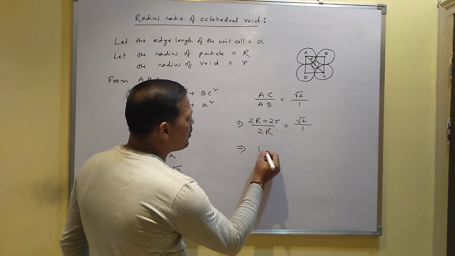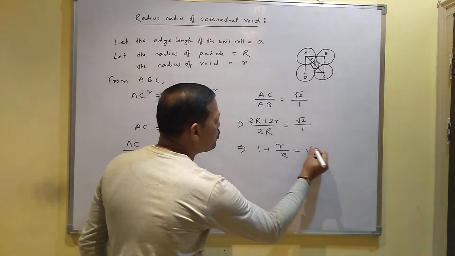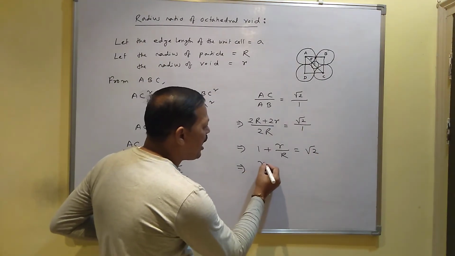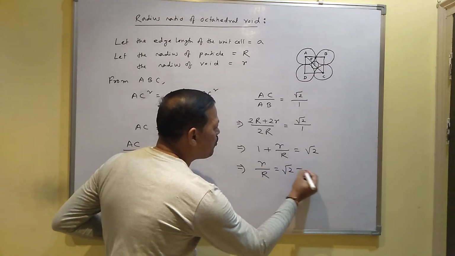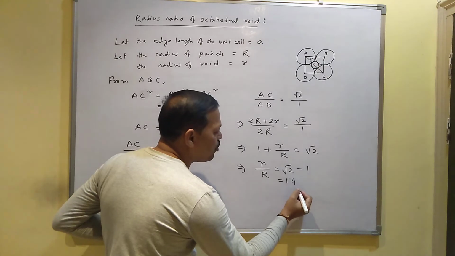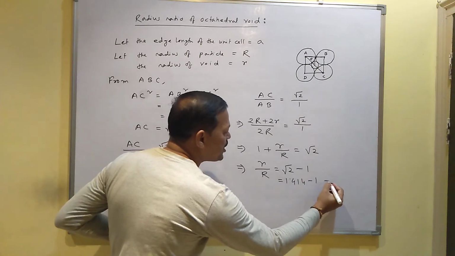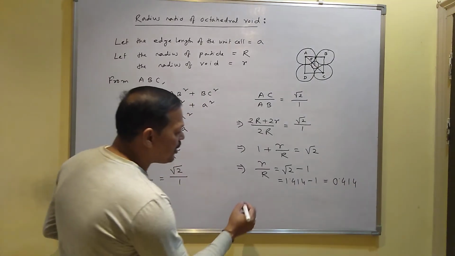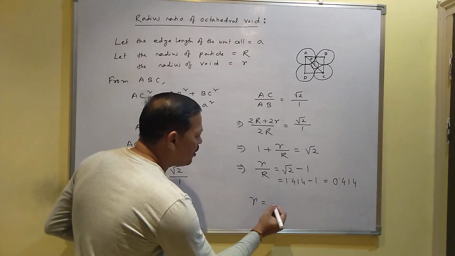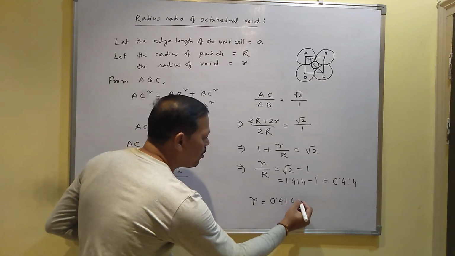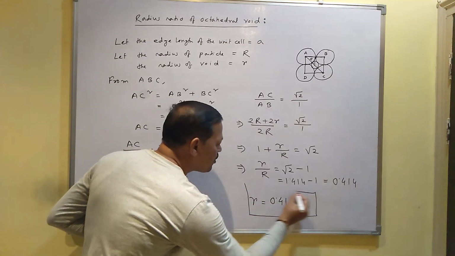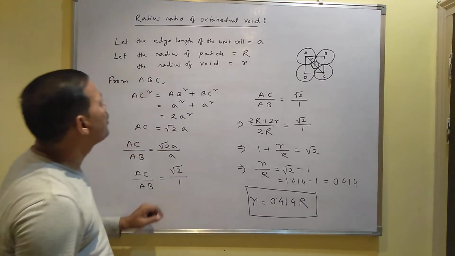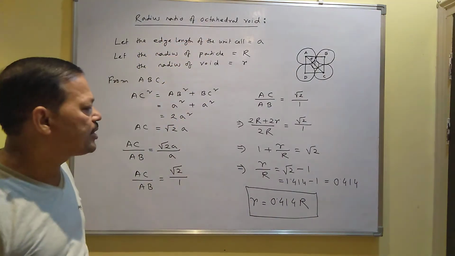This you can write as 1 plus r by R also. This is equal √2. √2 by 1 means you can write √2. That means you can write r by R is equal √2 minus 1. √2 value you know 1.414 minus 1. That means you will get 0.414. So now you can write r is equal 0.414 R. This is the relation between the radius of void and the radius of particle, which is called the radius ratio of octahedral void.